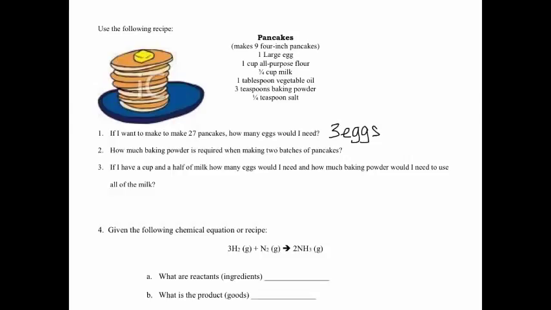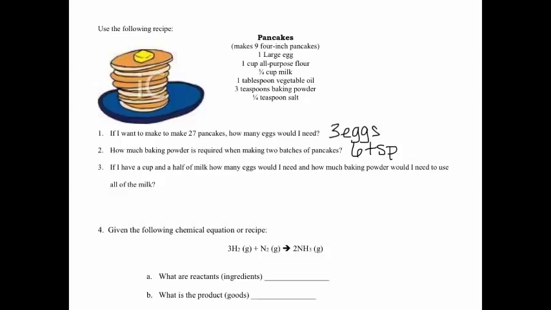Next question, how much baking powder would I need if I made 2 batches? So they're telling us we're doubling our recipe. So in our typical recipe, in a 1 batch recipe, we need 3 teaspoons of baking powder, but if we double it, we're going to need 6 teaspoons.